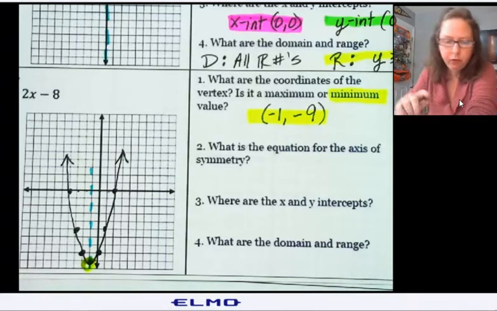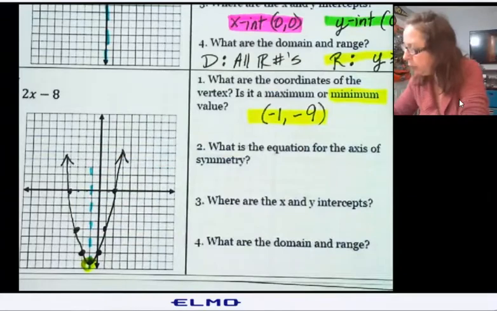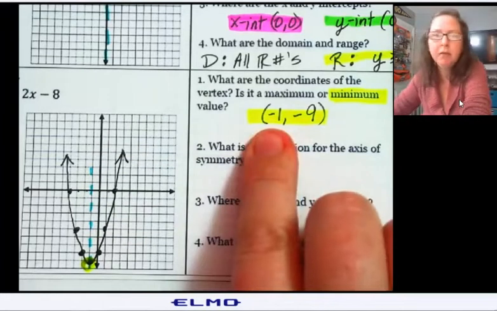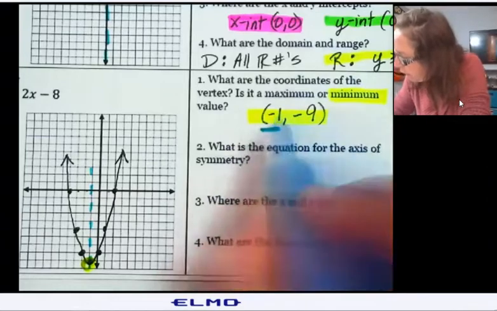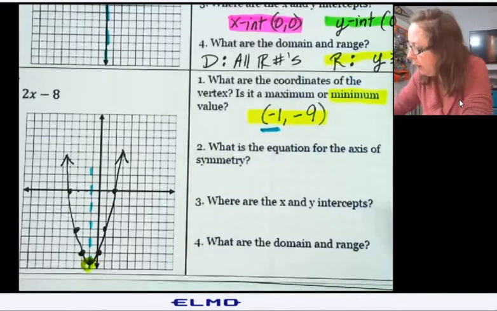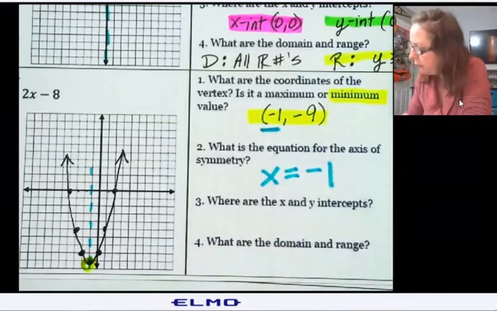What is the equation for the axis of symmetry? Well, this line goes directly through the vertex at negative 1. So this tells you the equation for the axis of symmetry. Okay?